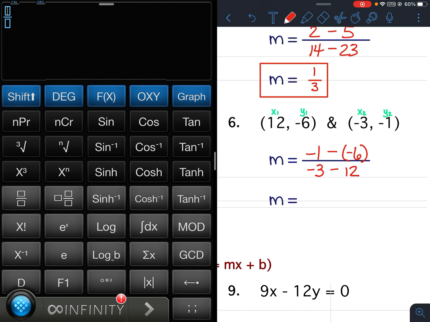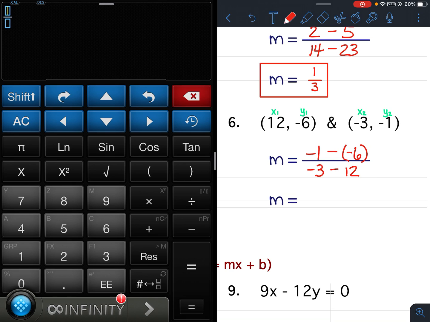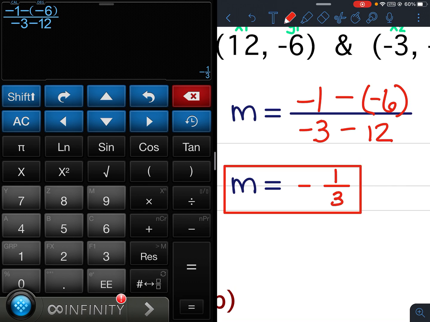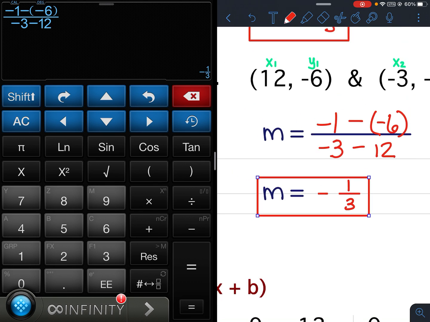So again, I put this in my calculator exactly how it looks. -1 minus, and then I'm going to put my -6 in parentheses. On the bottom, -3 minus 12. Again, press that button, and I get -1/3. So my answer to number 6, slope equals -1/3.